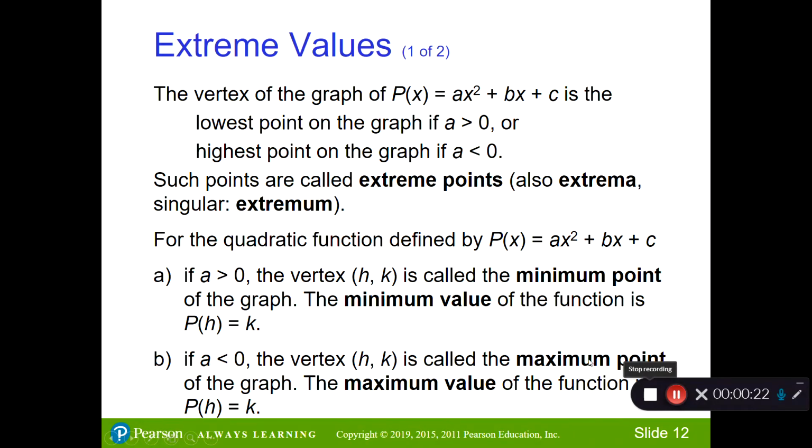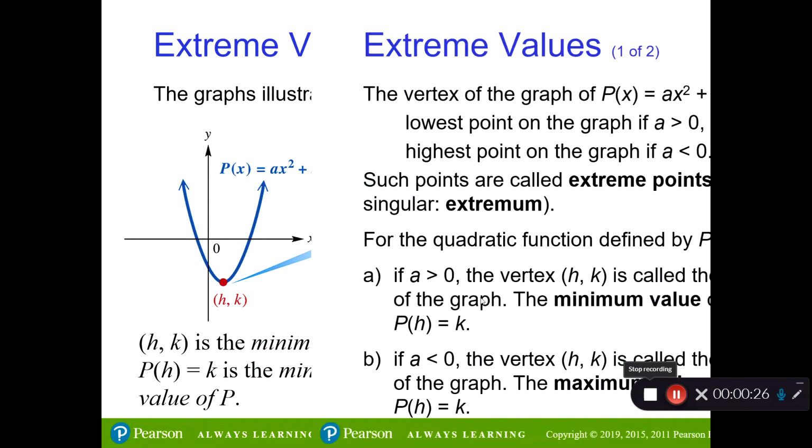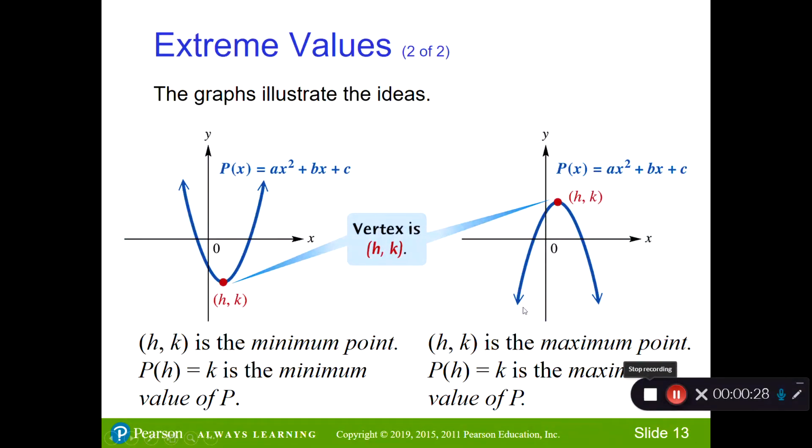So it's a maximum point if the graph of the parabola is pointed down. If the graph of the parabola is pointed down, then the vertex is the highest point on the graph. If the graph of the parabola is pointed up, then the vertex is the lowest point on the graph. All right, now the maximum or minimum value is the y, the k. Where it occurs is the x value, the h.